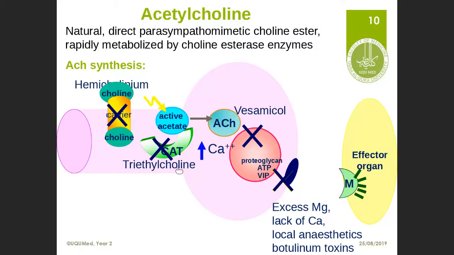So, acetylcholine synthesis. As we have seen the norepinephrine synthesis in the sympathetic nervous system, first of all you must know that it is a natural neurotransmitter, meaning it is synthesized in the body, and it has some type of choline ester in the composition, meaning the chemical composition is a direct parasympathetic choline ester, one molecule is choline and the other is an ester. And it is rapidly metabolized by cholinesterase.